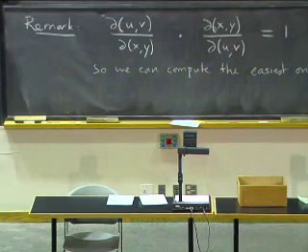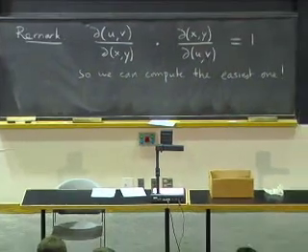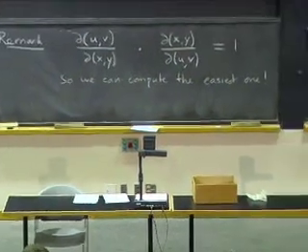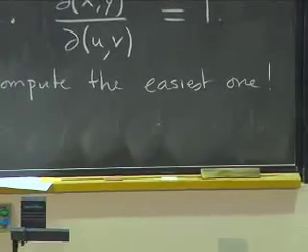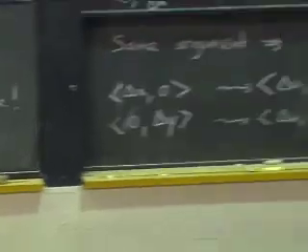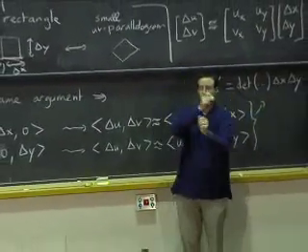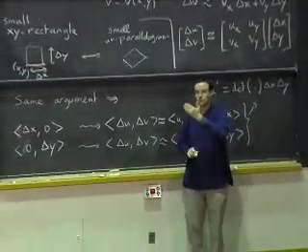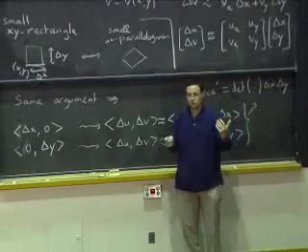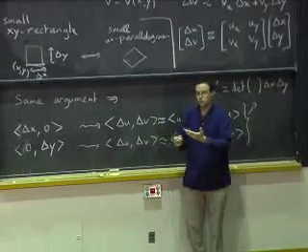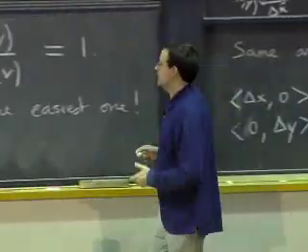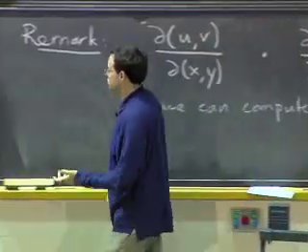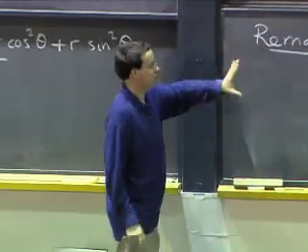And one way to see that is that, in fact, we're looking at the determinants of these matrices that tell us the relation between the variables. So if one of them tells you how delta u, delta v relate to delta x, delta y, the other one does the opposite thing. It means they're the inverse matrices. And the determinant of the inverse matrix is the inverse of the determinant. So they're really interchangeable. You can just compute whichever one is easiest.